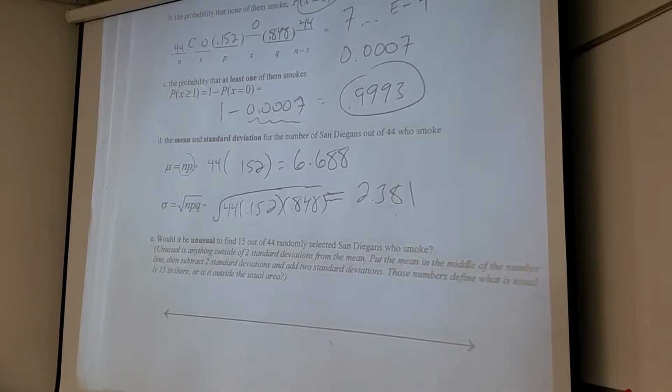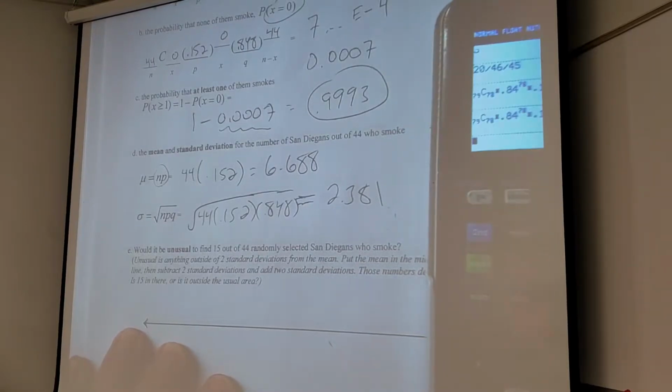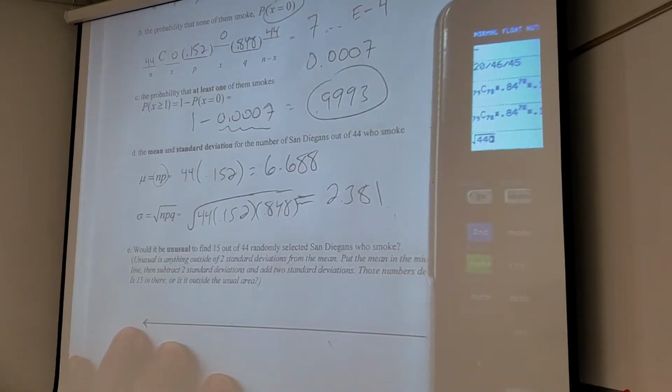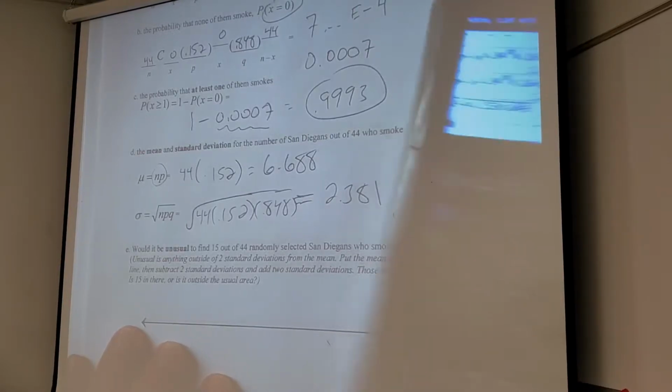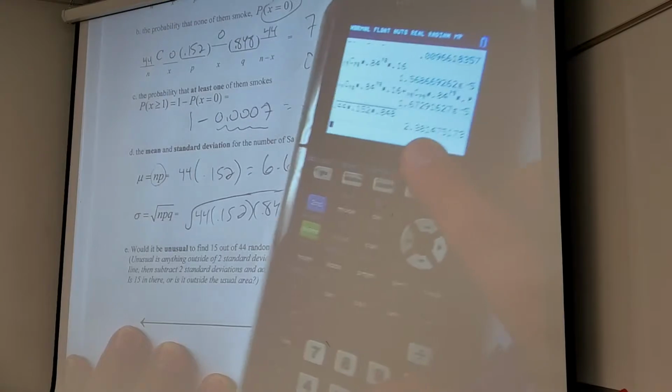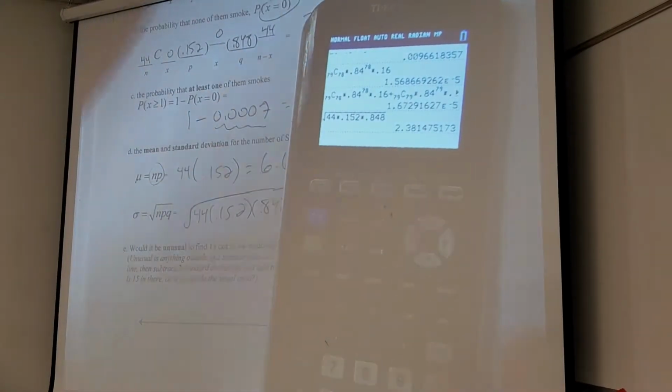What should it be, sorry? It's 3815, so if you want to... Ooh, let's see. Dissension, I love it. 44 times 0.152 times 0.848. Looks to me like the one number next to 1 is a 4.